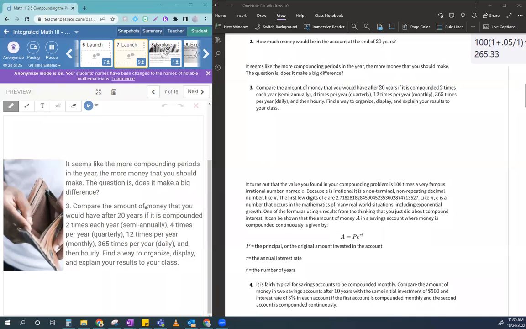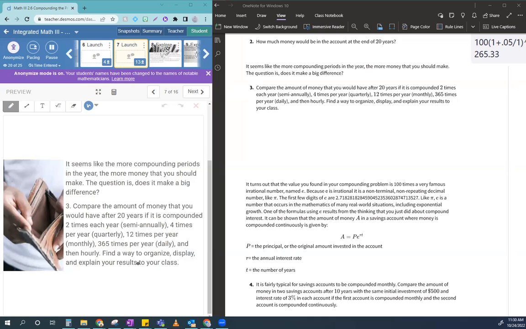Okay, so the next problem is in 2.6. It says compare the amount. So it seems like the more compounding periods in the year, the more money you should make. The question is, does it make a huge difference, right? Compare the amount of money that you would have after 20 years if it's compounded twice semi-annually, 4 times quarterly, 12 times monthly, 365 days per year daily, and then hourly. Then find a way to organize, display, and explain your results to your class.